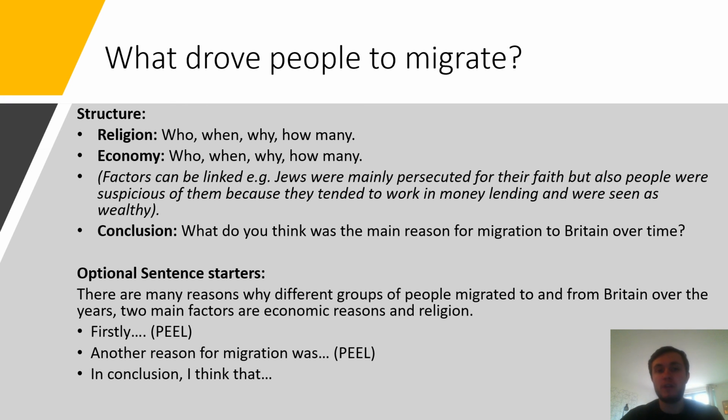So you can see there how religion and the economy kind of merged together into one. But try and write 2 separate paragraphs, one on religion and how that drove people to migrate, one on the economy, and then a short conclusion to finish, so maybe a couple of sentences. What do you think was the main reason that people came to Britain from what you've looked at over the whole of this unit? And I've given you some optional sentence starters at the bottom, a short introduction sentence, and then some sentence starters for your different paragraphs. So pause the video, spend a bit of time on this. This is your longer task that you'll demonstrate. Pause the video and complete that now.